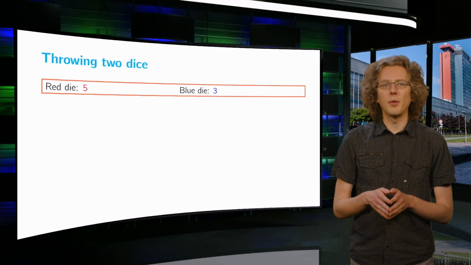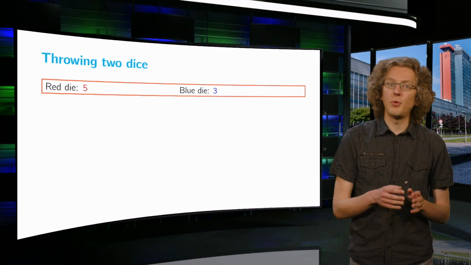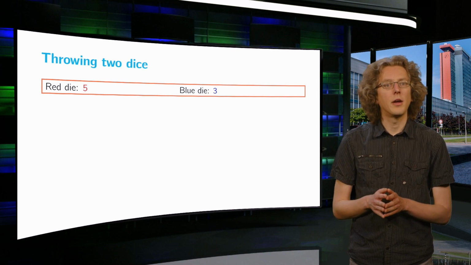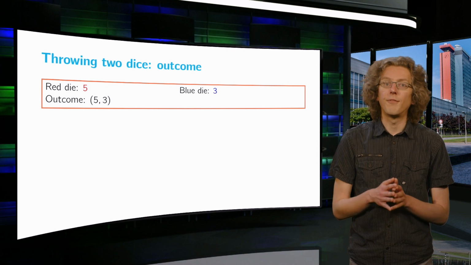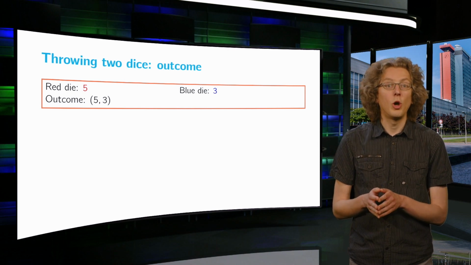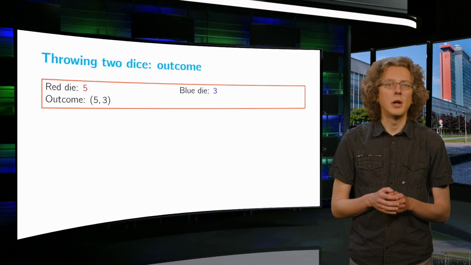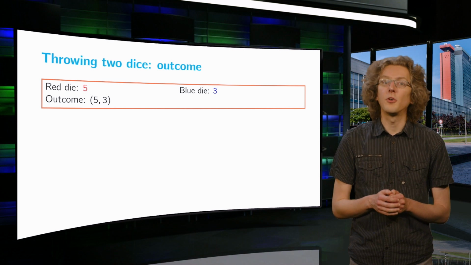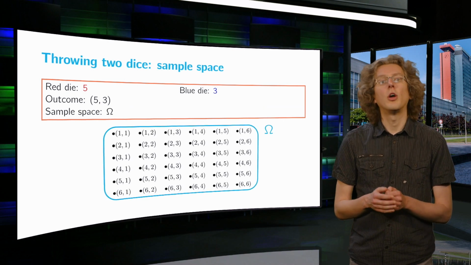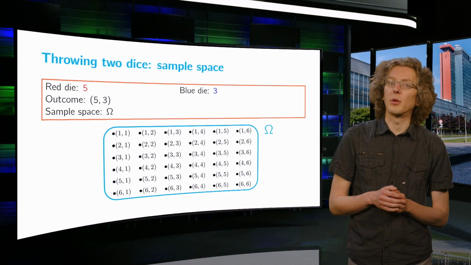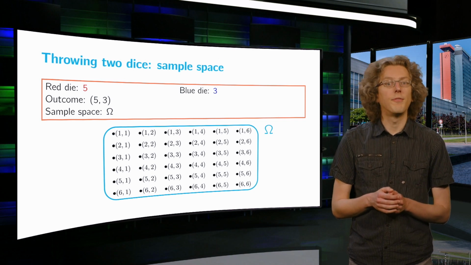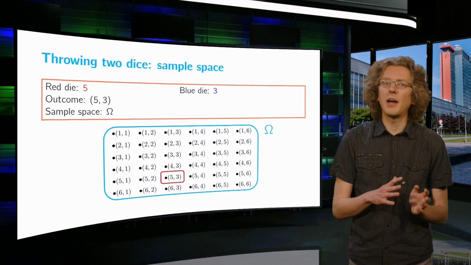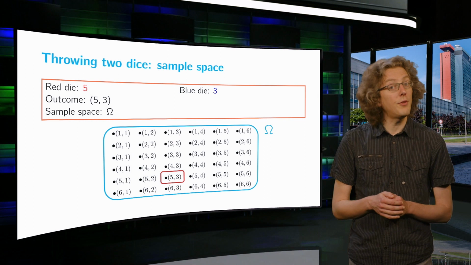Let us denote the outcome as a couple, where the first element is the result of the red die, the second element is the result of the blue die. Our outcome then becomes the couple 5, 3. This is one possible outcome. The set of all outcomes is the sample space, usually called omega. As you can see, it contains 36 outcomes, one of which was our outcome 5, 3. By the way, notice that the couples 5, 3 and 3, 5 are two different outcomes.